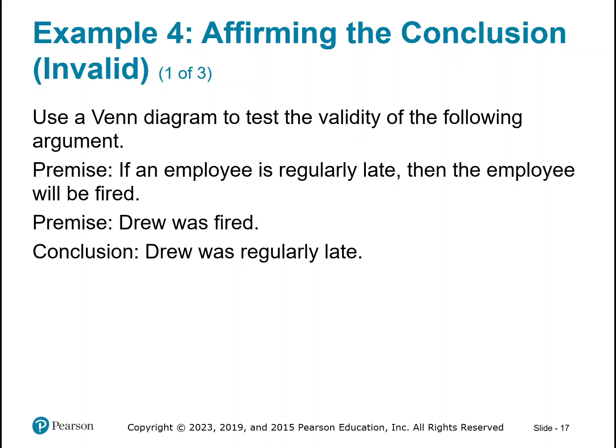All right. Affirming the conclusion, invalid. Use a Venn diagram to test the validity of the following argument. If an employee is regularly late, then the employee will be fired. Drew was fired. Conclusion, Drew must have been regularly late. So what we're saying is we're affirming Q, right? So we're affirming the consequent from that table.